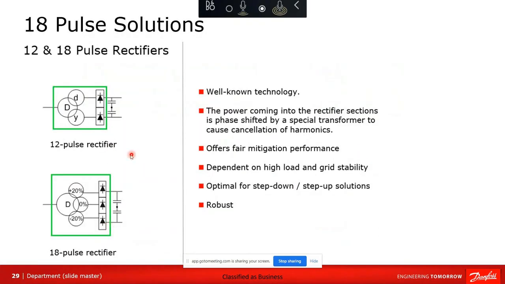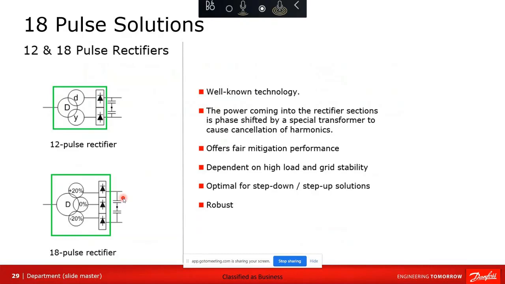Again, here's another example. 12 pulses there, and 18 pulses. 12 pulse just uses 2 rectifiers, 18 pulse uses 3 rectifiers. There are drives on the market that are known as 24 pulse drives. You can imagine what that is. You just have that many more rectifiers in the front end. That's fairly common in medium voltage applications, but these are low voltage applications.